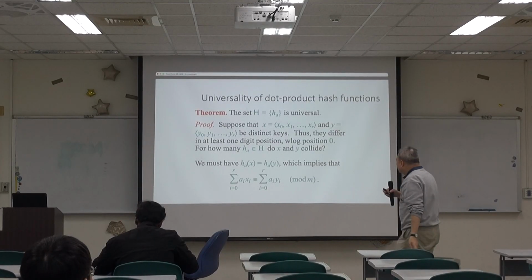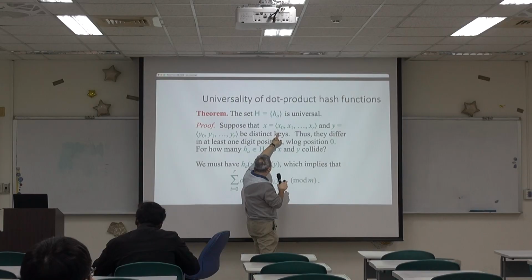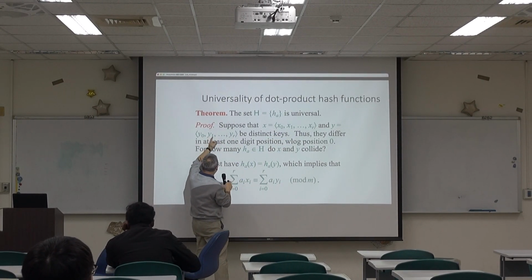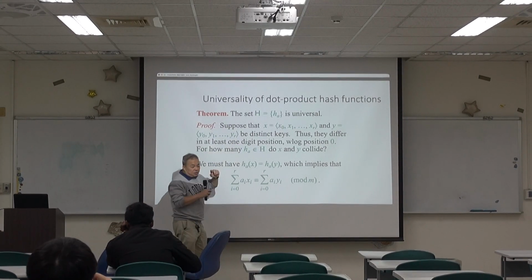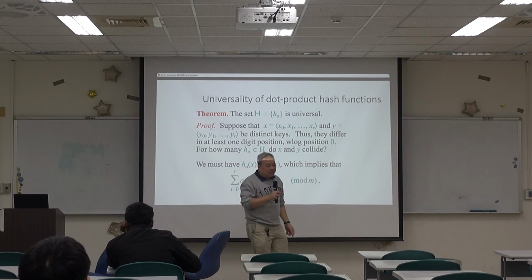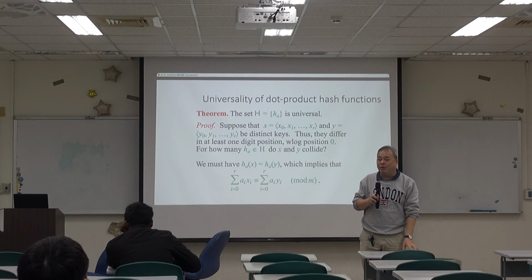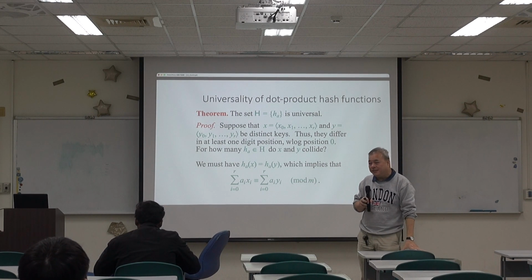Assume we have two different keys, x_0, x_1, and so on to x_r, and y_0, y_1, and so on to y_r. They are distinct keys, so they are different by at least one digit. Is that right? They are different by at least one digit.